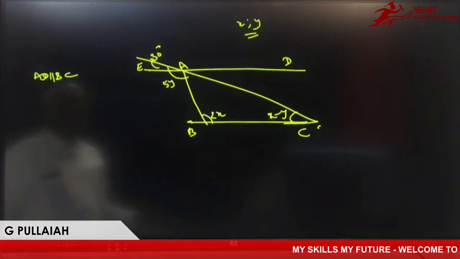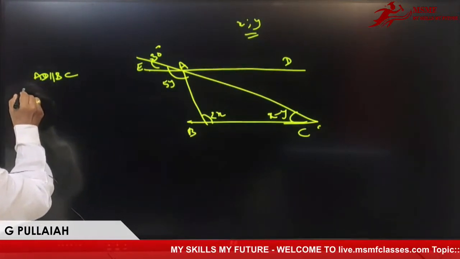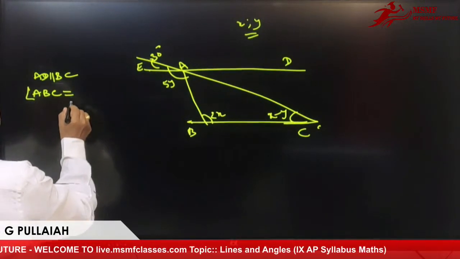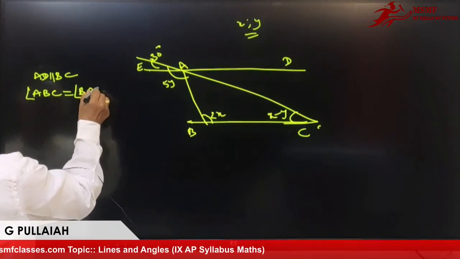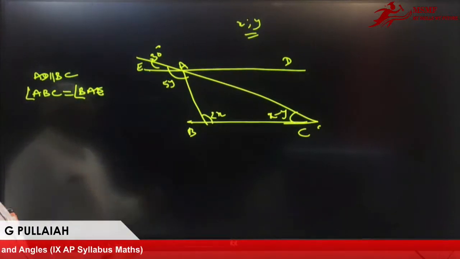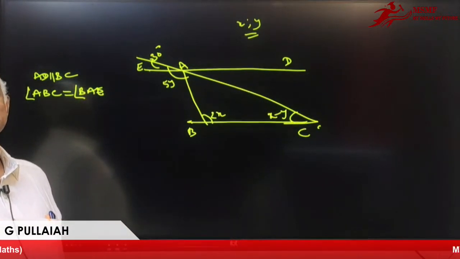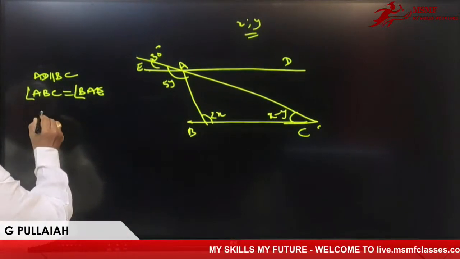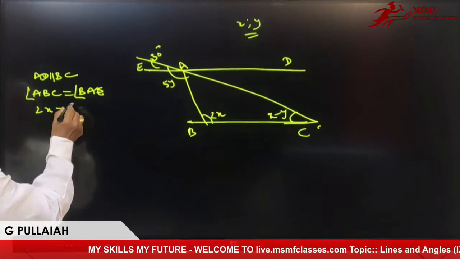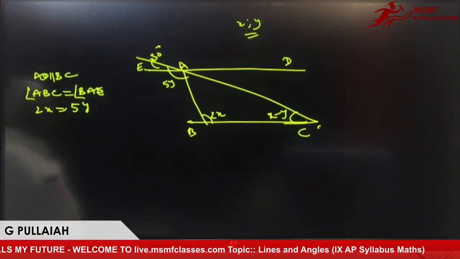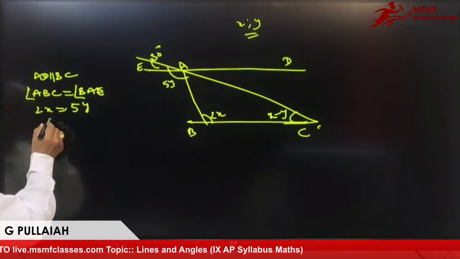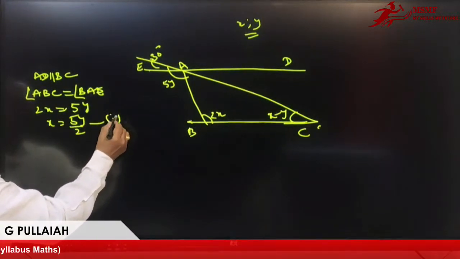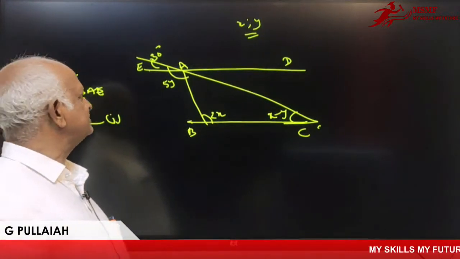If AD is parallel to BC, we can say angle ABC is equal to angle BAE, because they are the corresponding angles, alternate angles. Clear? So now ABC is 2x, which is equal to 5y. Now therefore x is equal to 5y by 2. Let us set this as the first equation.